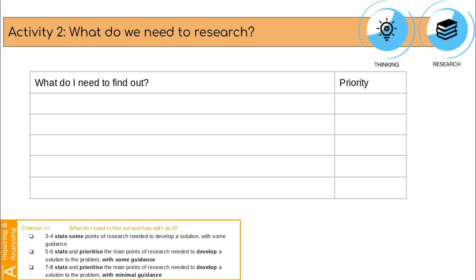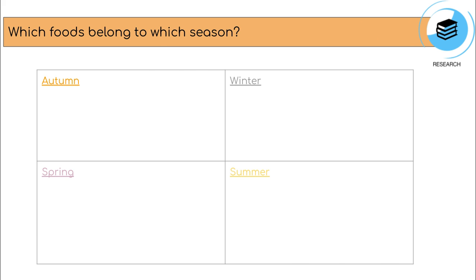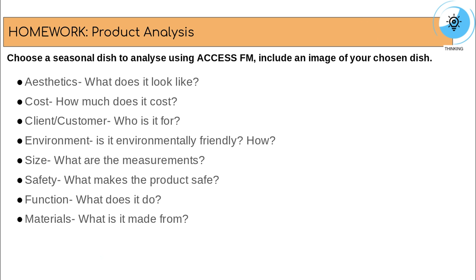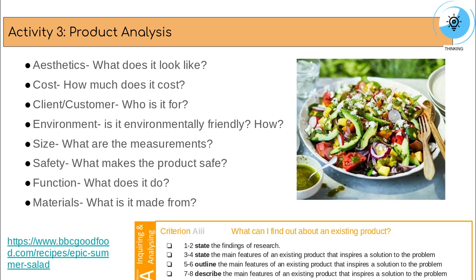So for your third activity, you need to do a product analysis. So you can use either this one, there was also one that people did for homework, but you just need to show one for now. And you can answer these questions. So use Access FM to answer these questions about this giant salad. There's a link here to help you find out more information.